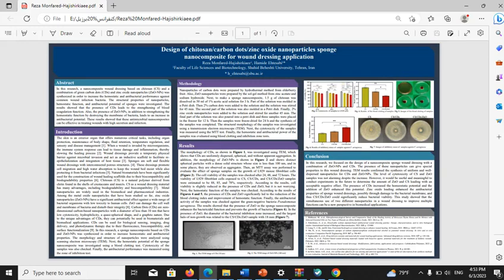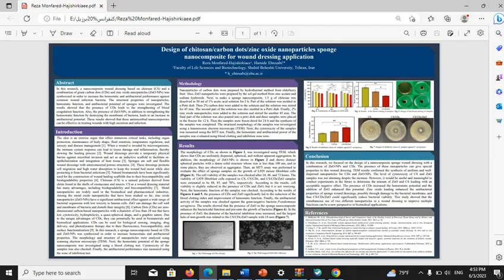The title of our article is Design of Chitosan Carbon Dots Zinc Oxide Nanoparticle Sponge Nanocomposite for Wound Dressing Application. In this research, a spongy nanocomposite wound dressing based on chitosan or CS and a combination of green carbon dots or CDs and zinc oxide nanoparticles or ZnO NPs was synthesized in order to increase the hemostatic and antibacterial performance against common wound infection bacteria.